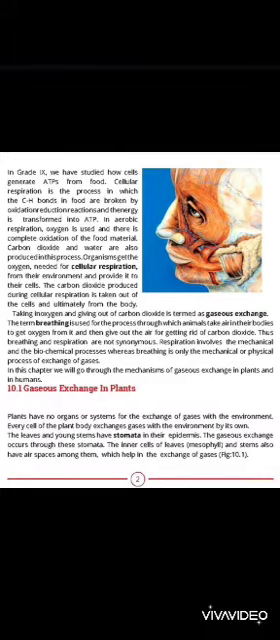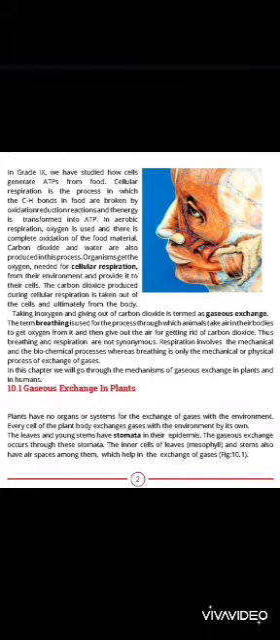Respiration or breathing mein minor sa difference hai, uski baat karte hain. Respiration involves the mechanical and the biochemical processes, whereas breathing is only the mechanical or physical process of gaseous exchange.